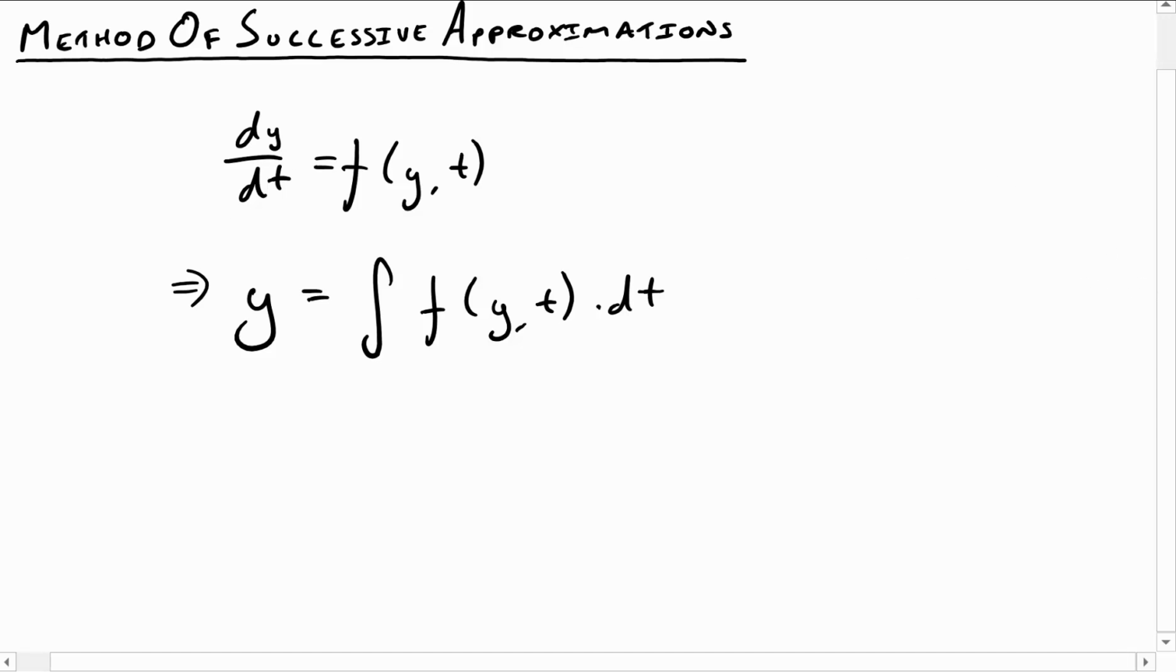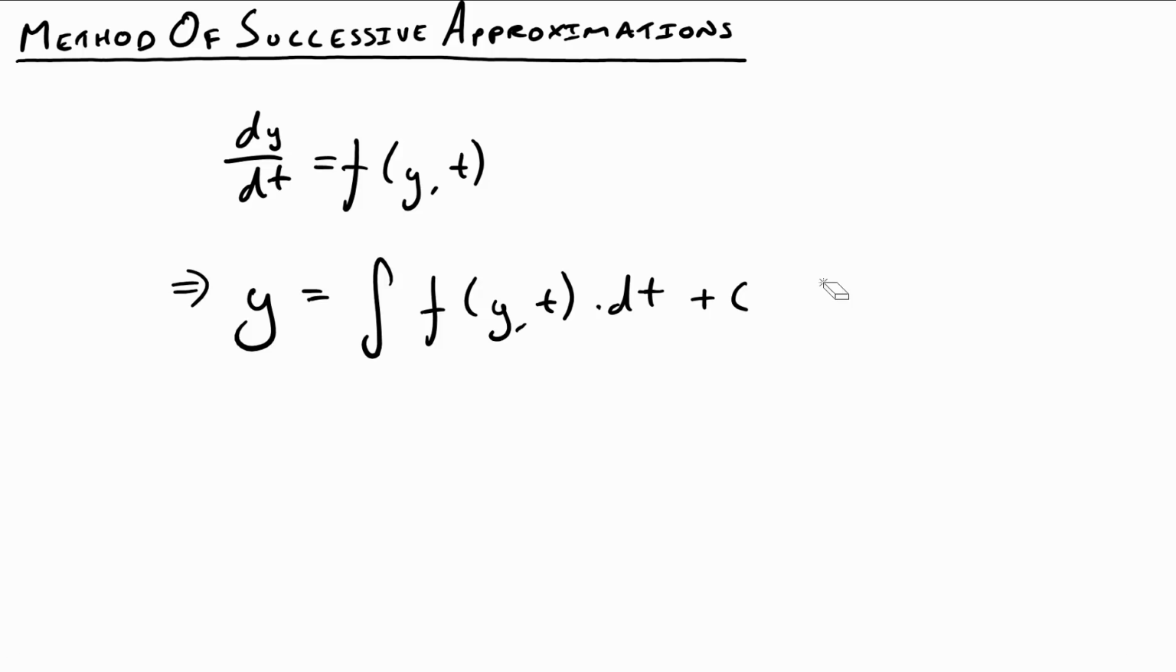And of course, there will be some constant of integration which comes out from that. The reason I'm writing the constant of integration now is because we can deduce what that constant is going to be. With the method of successive approximations, we will be given some initial conditions. So what do I mean by initial conditions? I've spoken a little bit about what initial conditions mean before.